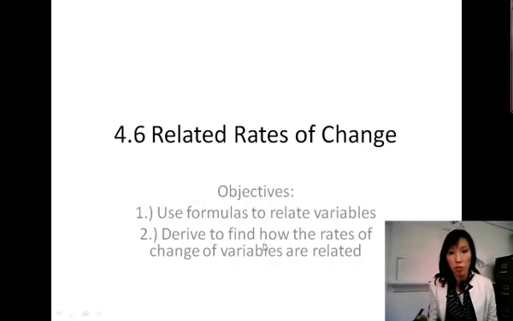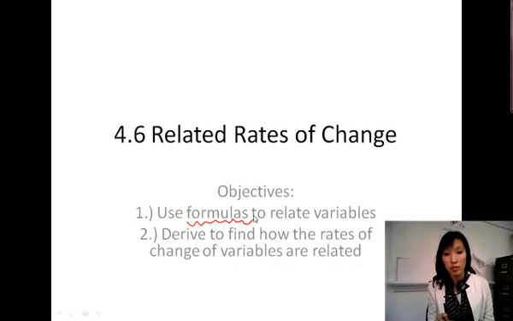Alright, the long-awaited 4.6 video is finally out. It's going to be dealing with related rates of change. Our objectives in this chapter are to review some formulas that we have, which are just equations that link or relate different variables. For example, area would link to radius for a circle, so we have a formula for that. When we differentiate these formulas, we're going to be seeing the relationship between the rates of change of these variables. So that's what we're doing in 4.6.